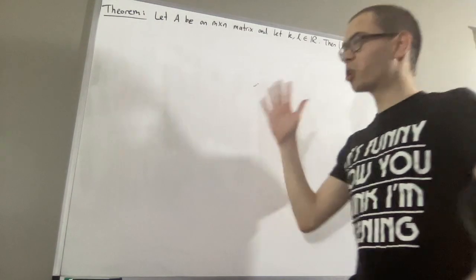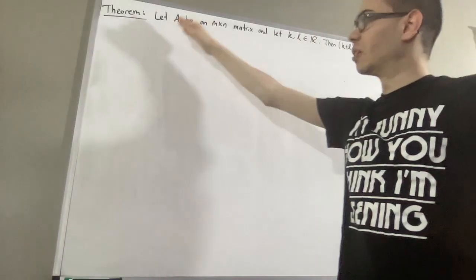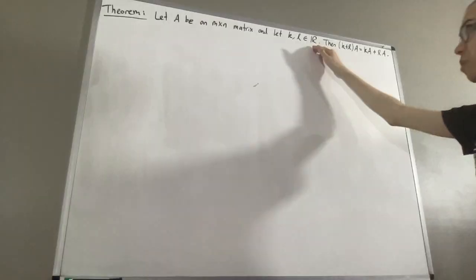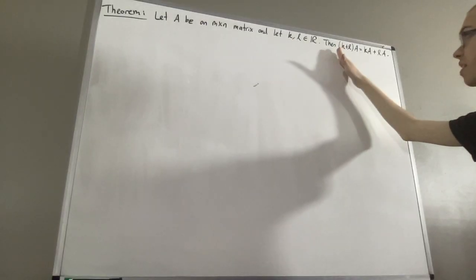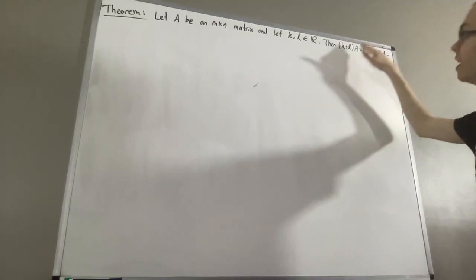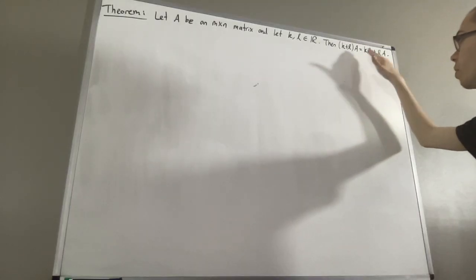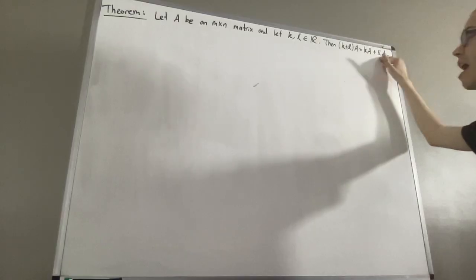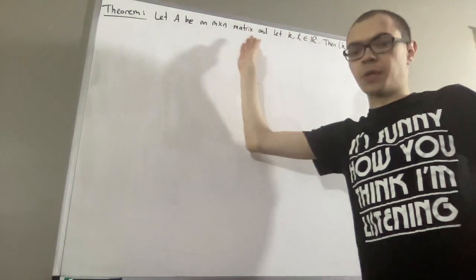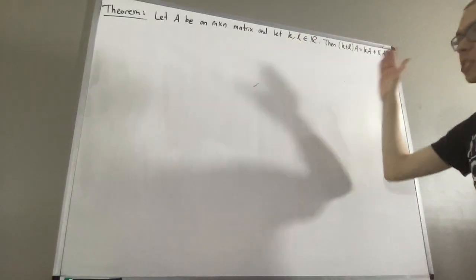Hello! In this video, we're going to prove the following theorem. Let A be an m by n matrix and let K and L be real numbers. Then, the matrix (K plus L) times A is equal to the matrix KA plus LA. Now, before we get into proving the theorem, let's remind ourselves of some definitions.